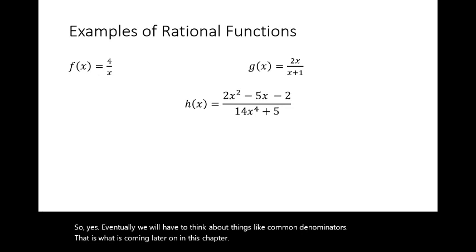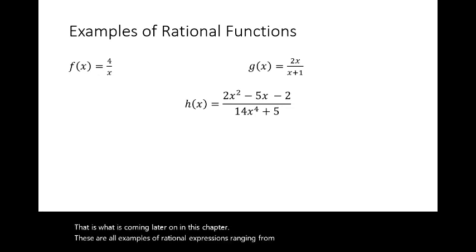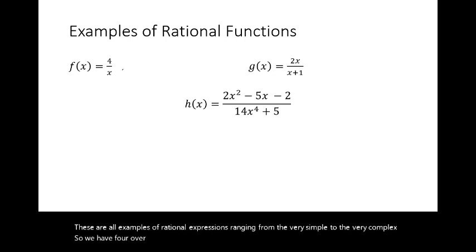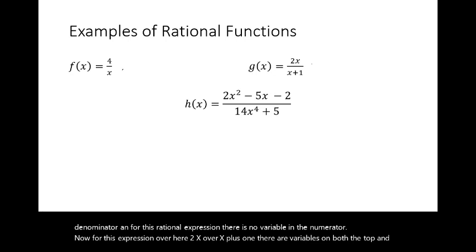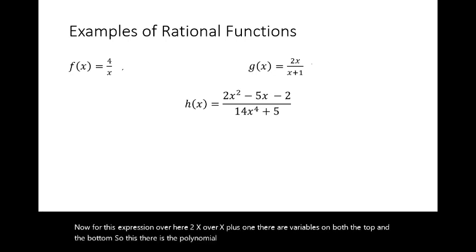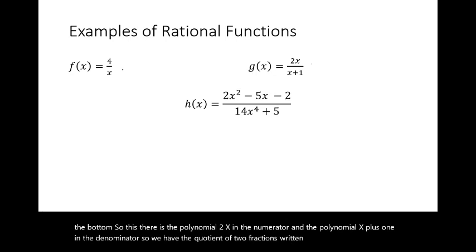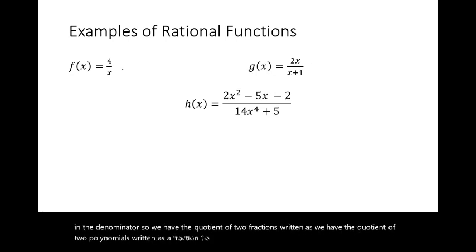These are all examples of rational expressions ranging from the very simple to the very complex. So we have 4 over x here, which is a rational expression because there is a variable x in the denominator, and for this rational expression there is no variable in the numerator. Now for this expression over here, 2x over x plus 1, there are variables on both the top and the bottom. So there is the polynomial 2x in the numerator and the polynomial x plus 1 in the denominator. So we have the quotient of two polynomials written as a fraction, so this is a rational expression. And then (2x squared minus 5x minus 2) over (14x to the 4th plus 5) is also a rational expression.